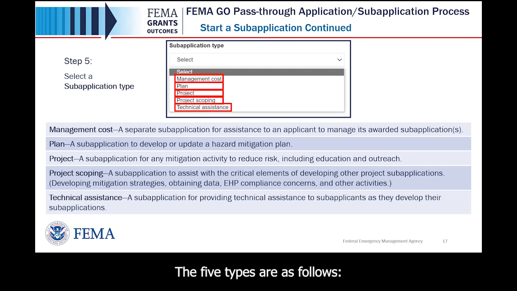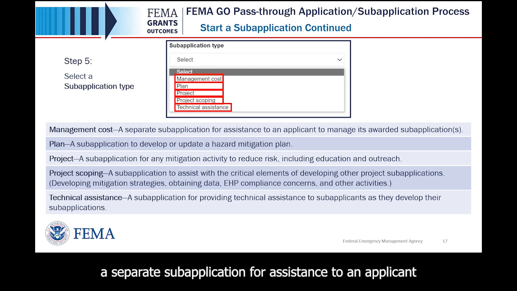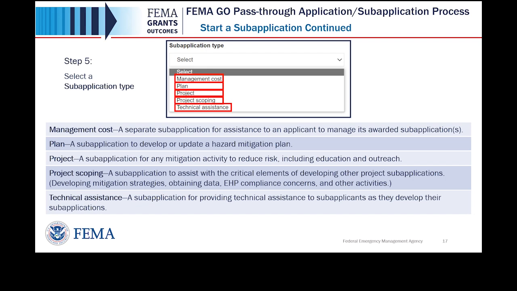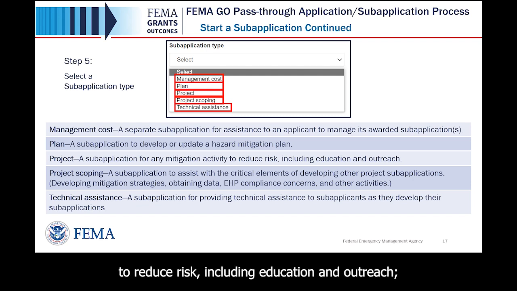The 5 types are as follows. Type 1, Management Cost. A separate sub-application for assistance to an applicant to manage its awarded sub-application or sub-applications. Type 2, Plan. A sub-application to develop or update a hazard mitigation plan. Type 3, Project. A sub-application for any mitigation activity to reduce risk, including education and outreach.